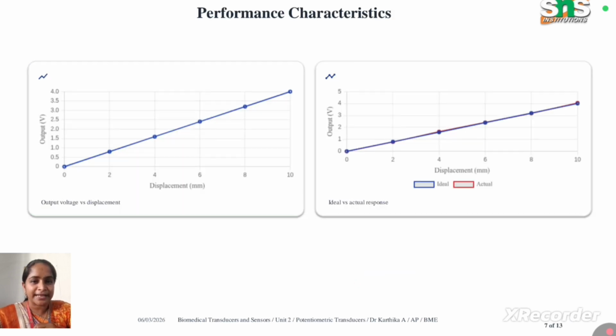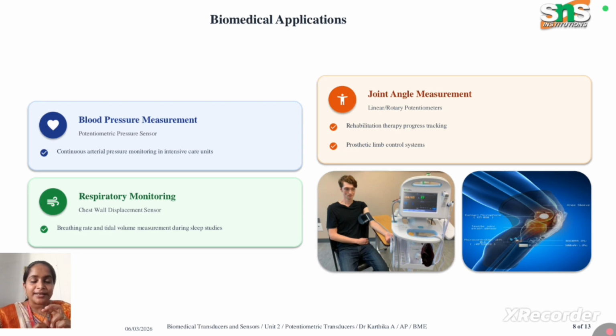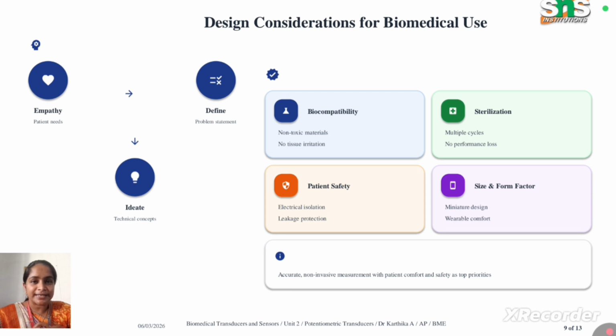See the performance characteristics: output voltage versus displacement, and ideal versus actual response. See the diagram. Here are the applications of potentiometric transducers in biomedical fields: blood pressure measurement, respiratory monitoring and joint angle measurements. See the design considerations. We need to consider biocompatibility, sterilization, patient safety, and size and form factors. We need accurate, non-invasive measurements with patient comfort and safety as top priorities.